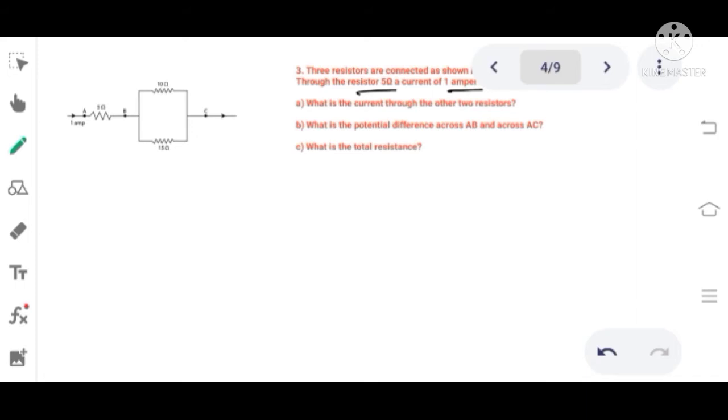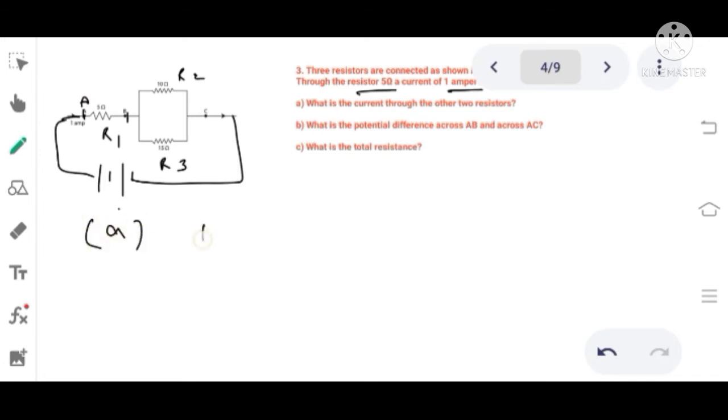So through the 5 ohm resistor, current is given as 1 ampere. Let me just name all the resistors R1, R2, R3, and here I'll show where the battery is connected. This is not needed, just for your understanding how current flows. So I added a battery to it. In the question you have to find the potential difference from A to B, and also from A to C. So that's part B, and you have to find out the total resistance as well.